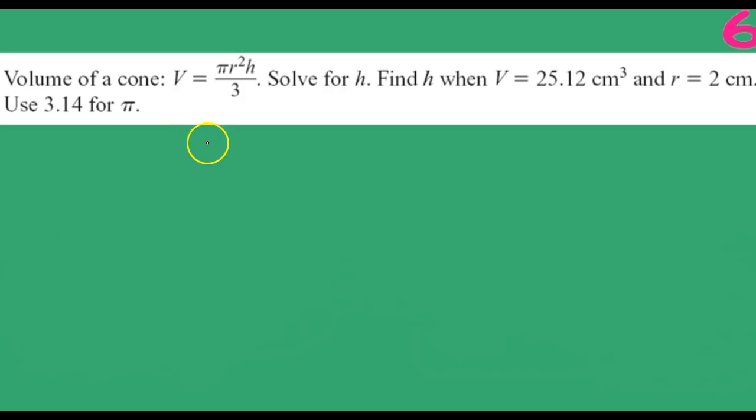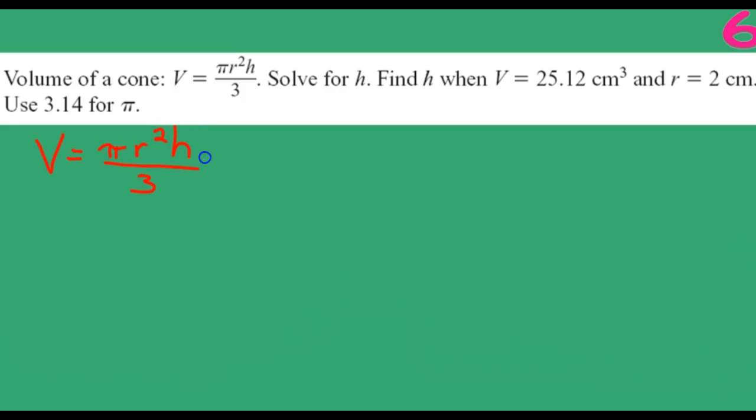Okay, another formula here says the volume of a cone equals V equals pi r squared h divided by 3. Solve for h. So let's first solve for h. So we have V equals pi r squared h divided by 3.